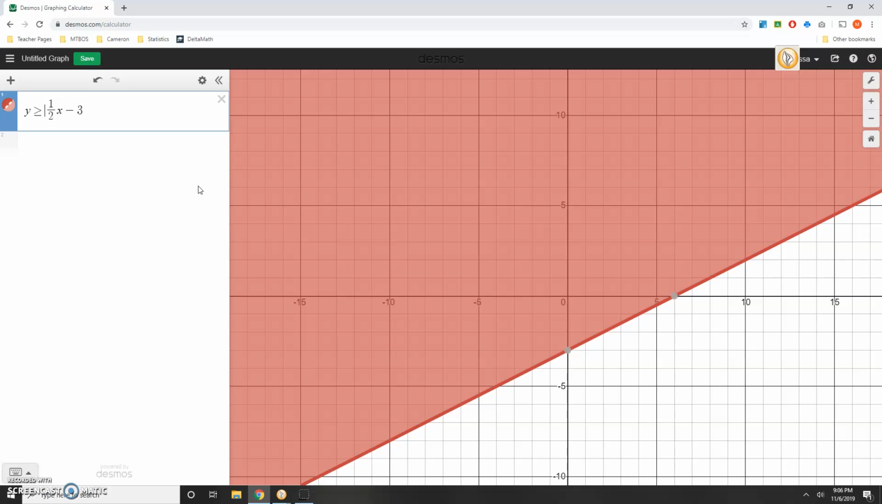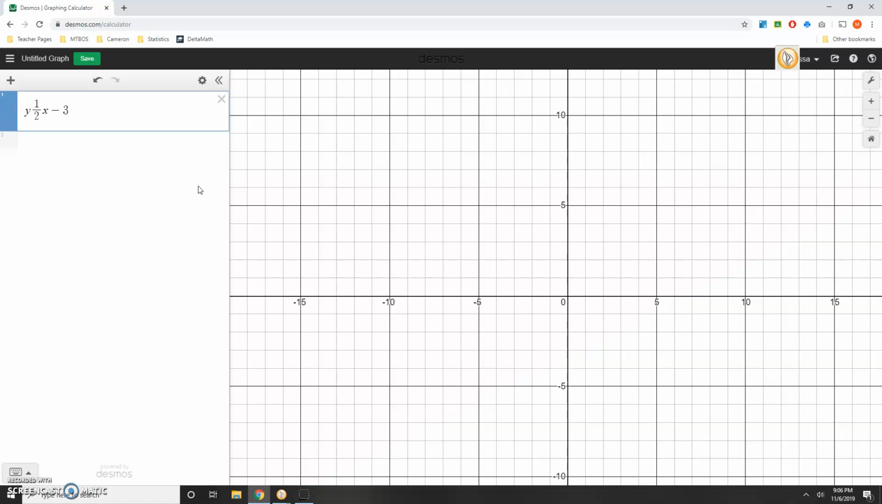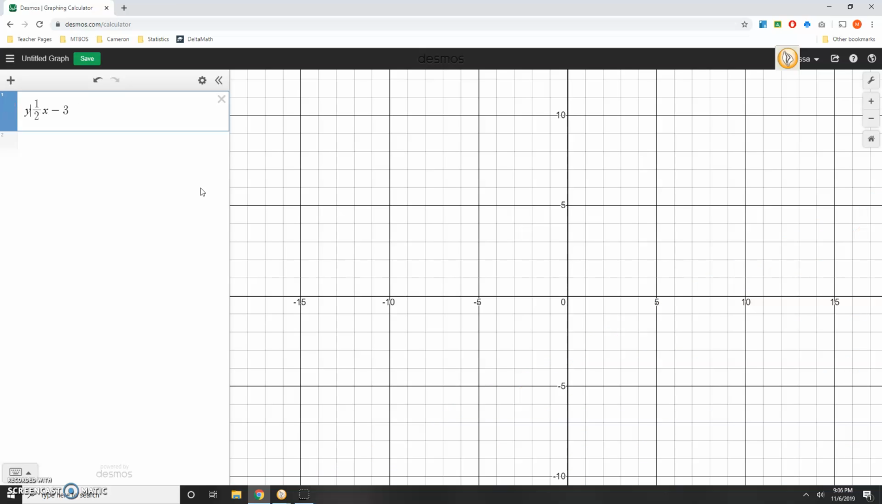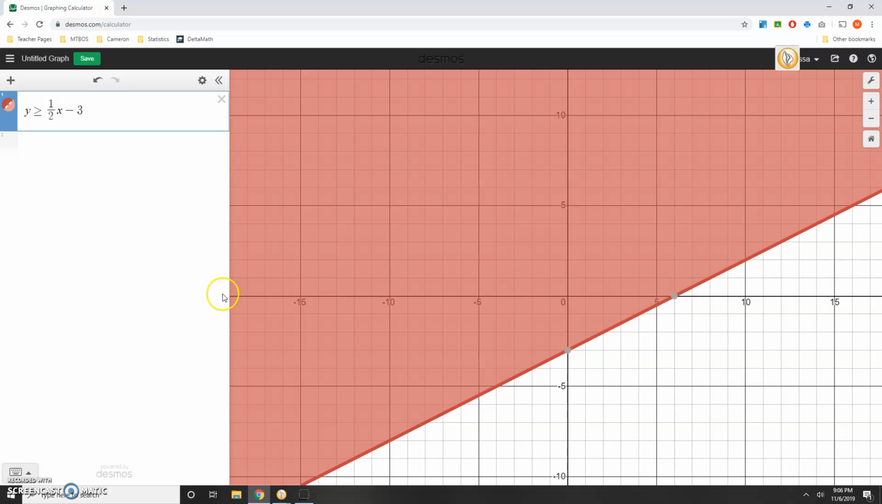So if I were to flip this, instead of greater than or equal to, let's try to predict what happens with less than or equal to. And sure enough, we are shaded below. Now, kind of a cool thing happens when we do not have the equal sign, instead of less than or equal to or greater than or equal to. But we'll talk about that on the next page. But let's go ahead and fill this in on our notes.